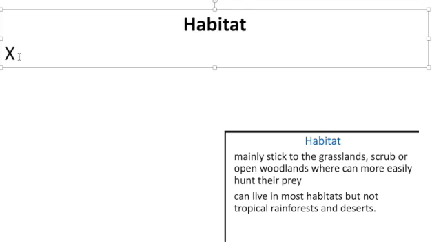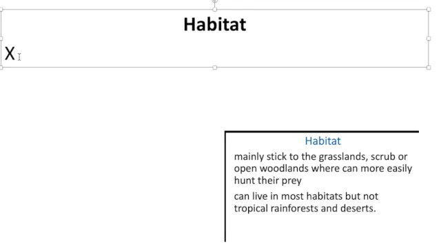So it says here, mainly stick to the grasslands, scrub or open woodlands where can more easily hunt their prey. So they stick to, they like grasslands, which are like fields, scrub, which is another word, it's kind of like fields with a few trees, and then woodlands as well. And they like to stick there because they can easily hunt their prey. They can live in most habitats, but not tropical rainforests and deserts.